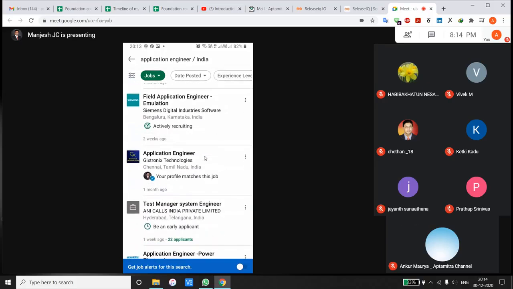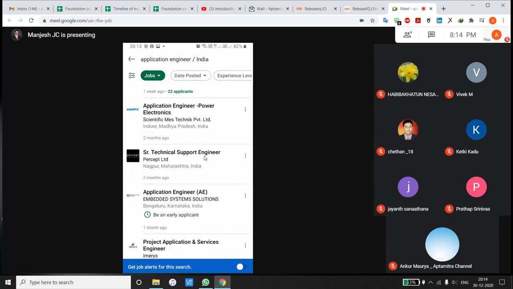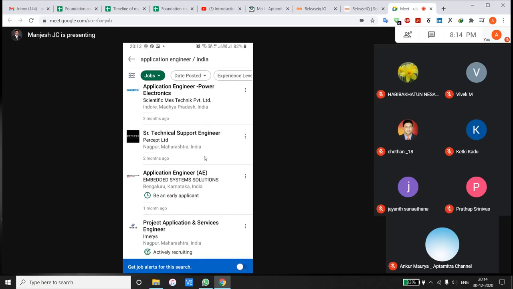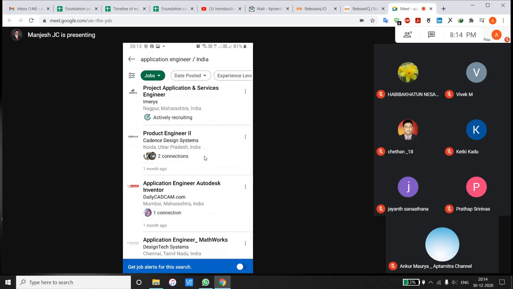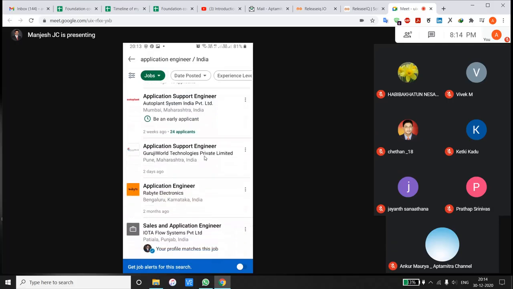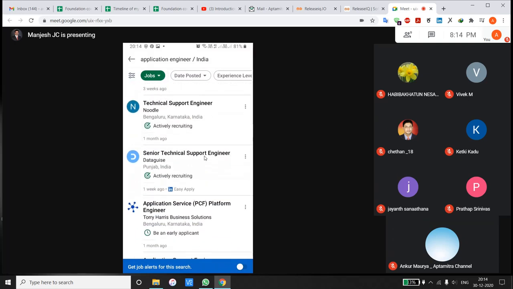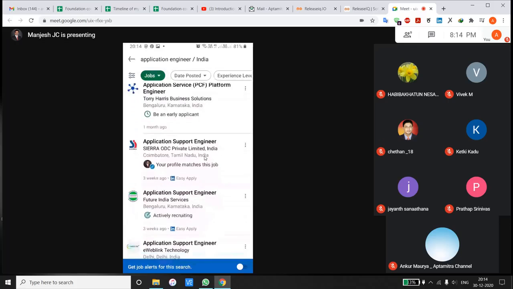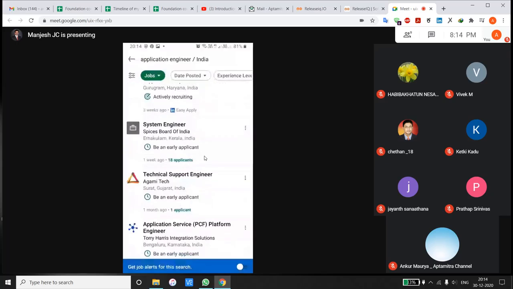See, it's also saying your profile matches this job, meaning my profile matches the job. It's what they're saying. And this is some other company, Percept, and you see there's some application engineering for embedded systems, dailycat.com, so many are there. So Fujitsu, technical support engineer. So if you put that you were a technical support engineer for Release IQ, you will definitely end up getting a job easily in one of these semiconductor companies.